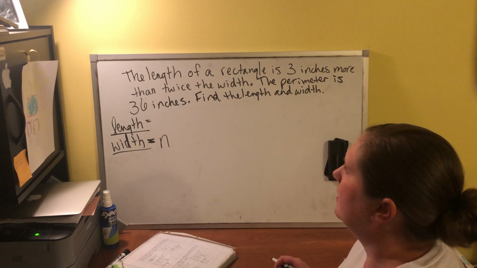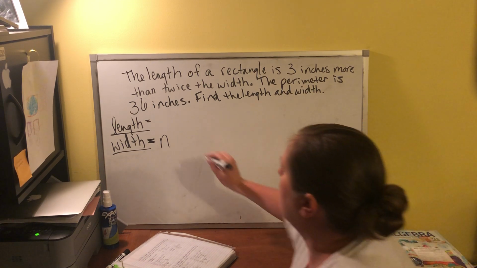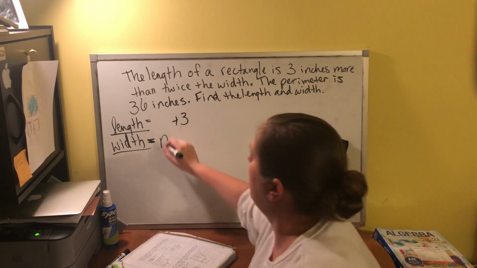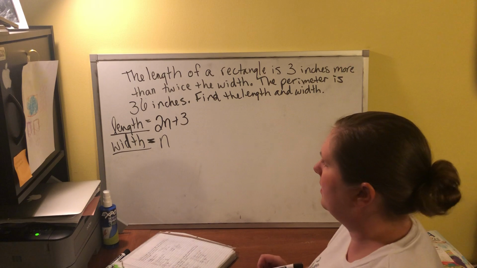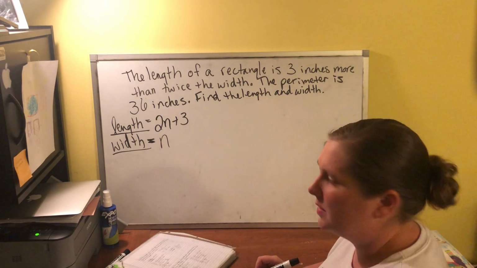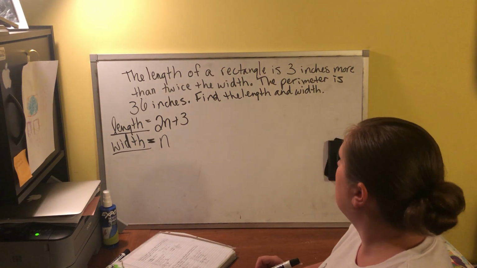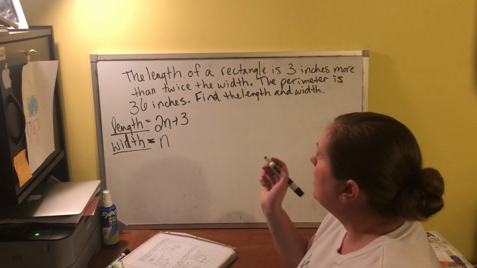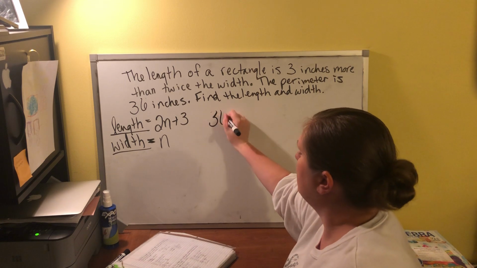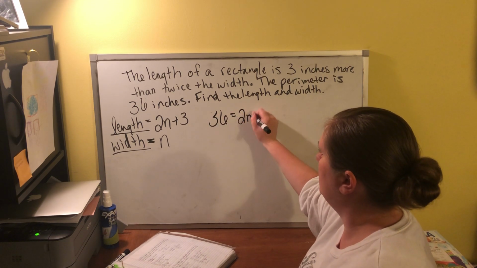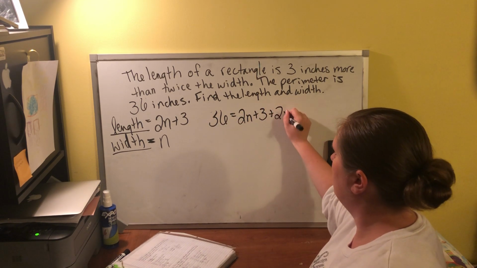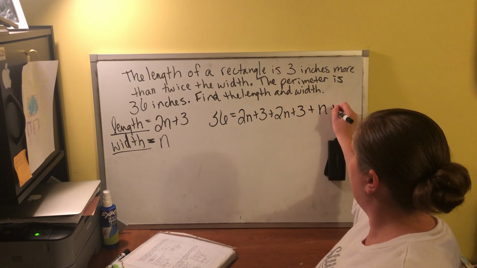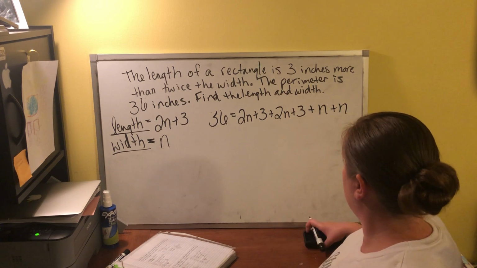Let's go ahead and build the length. So the length of a rectangle is 3 inches more. So I'm adding 3 to something. Twice the width. Well, the width is n. Twice the width. So for the length, it's 2n plus 3. The width is n. Now, the perimeter is 36 inches, and we're going to find the length and the width. So we know that perimeter is 36 inches equals 2n plus 3 plus 2n plus 3, right? Length plus length. Plus the width is n plus the width is n.